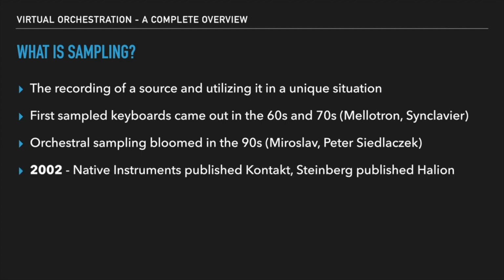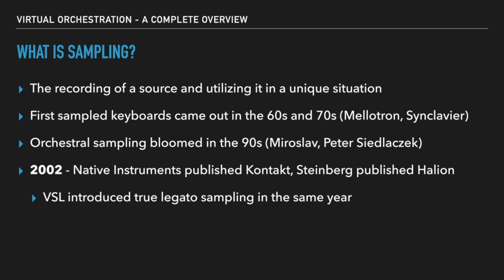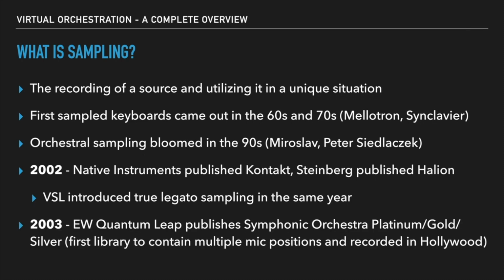And then after that, we got Native Instruments Kontakt in 2002. And then Steinberg also published HALion in the same year. In addition to that, VSL introduced true legato sampling in the same year, 2002. And East West introduced their Quantum Leap Symphonic Orchestra, Platinum, Gold, and Silver in 2003. This is the first orchestral library to contain multiple mic positions and was the first orchestral library to be recorded in Hollywood. So East West and VSL set the stage for orchestral sampling from then on out. But it's just really cool to see how, very shortly after the initial sampling methods came out in the 60s and 70s, orchestral sampling bloomed and really took off later.